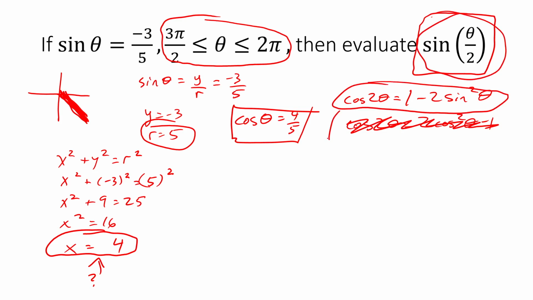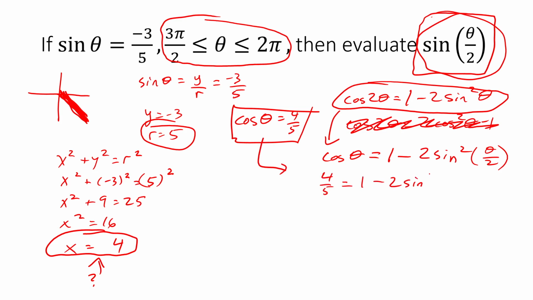cos. Now, what I can do next is divide the angle on the left-hand side by 2, and that'll just give me theta. So instead of cos 2 theta, it's cos theta. And I can divide the angle on the right-hand side by 2. So instead of saying 1 minus 2 sine squared theta, I can say 1 minus 2 sine squared theta over 2. Now, cos of theta, we just said a minute ago, is 4 over 5. So 4 over 5 is 1 minus 2 sine squared theta over 2.